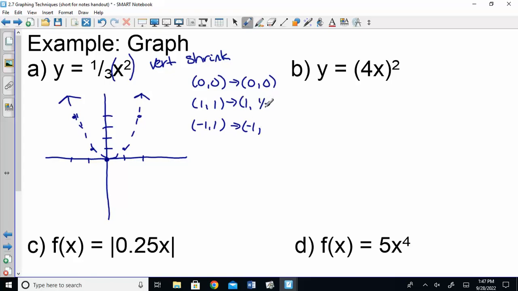So 0, 0 stays. Then we'll have 1, 1/3, negative 1, 1/3. If you wanted to do more, this has a Y value of 4 times a third is 4/3.